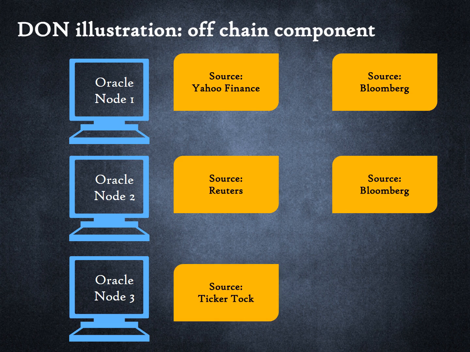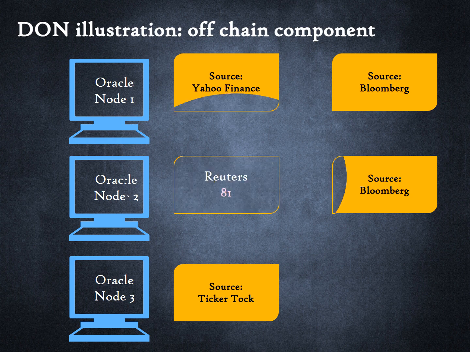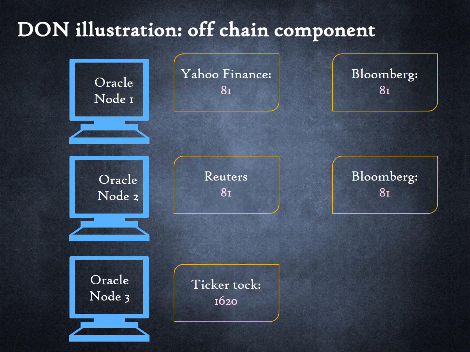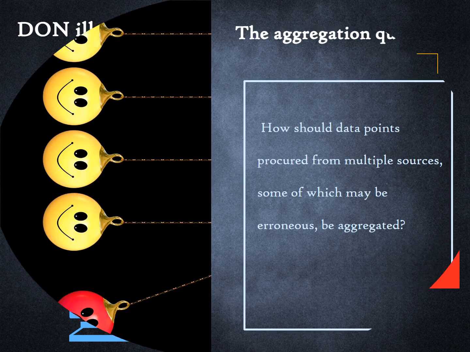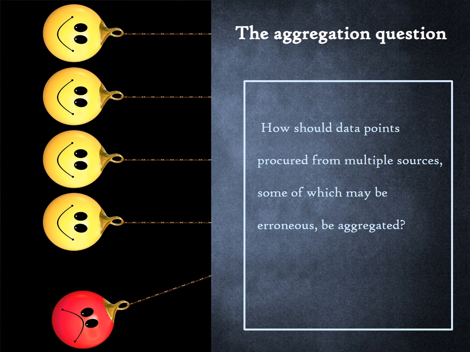The nodes pay for API access to these data sources and will be compensated via the fee collected from the end-user smart contracts who are requesting this data. The following data points are collected by each node. However, there is a problem. The data sourced by the third node does not match with the other data sources. What has actually happened is that TickerTalk is publishing incorrect data. Amazon did a 20-for-1 stock split and TickerTalk is inaccurately not adjusting historical data for the stock split. This brings us to an important question. How should data points procured from multiple sources, some of which may be erroneous, be aggregated?